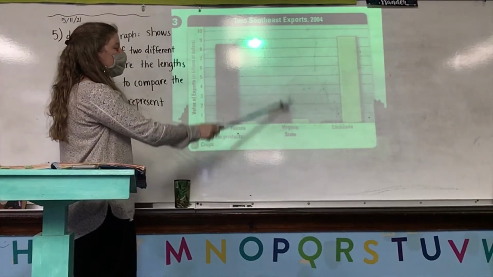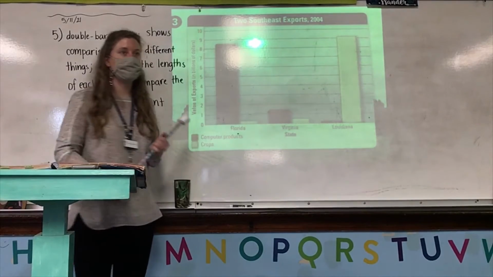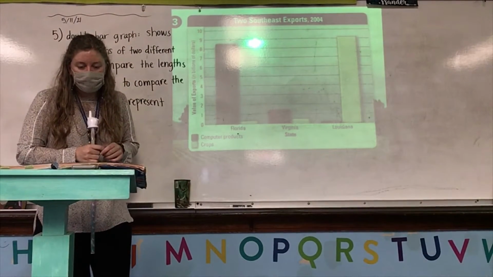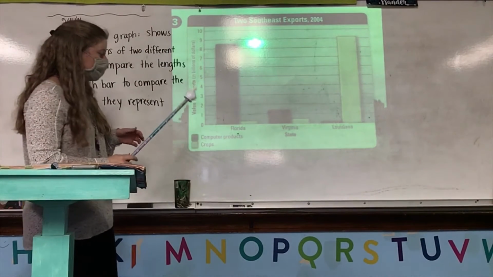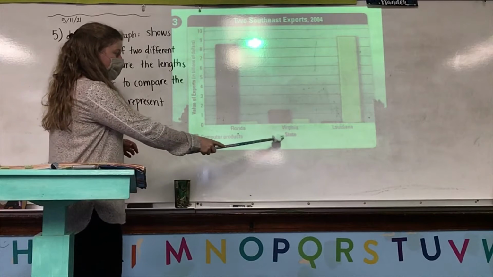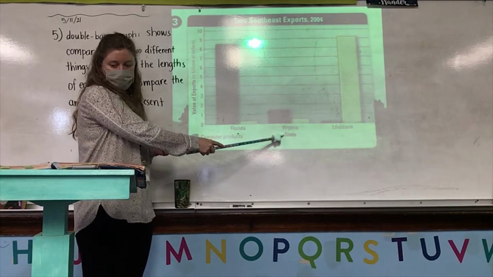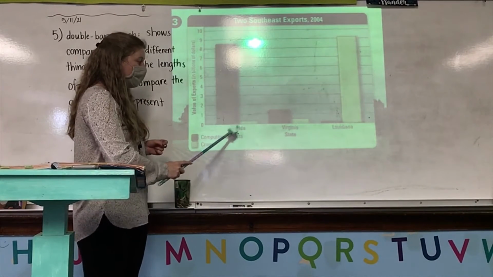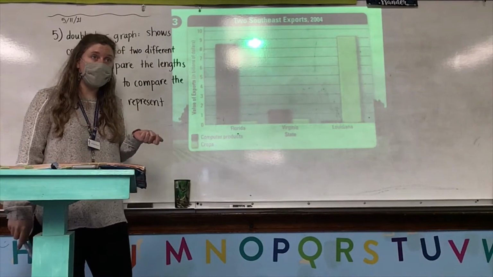So now we know this double bar graph is going to show two Southeast exports in the year 2004. What do we do next? Then read the labels along the bottom and the sides. Okay, so we're going to read the labels on the bottom. First of all, we have states. What states are we looking at, Aaron? Florida, Virginia, and Louisiana. They're all southeastern states, right?